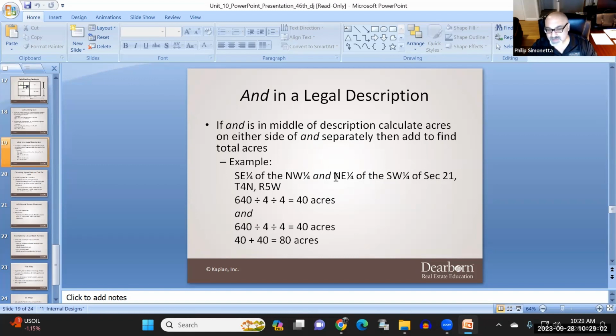If there was no "and" in there, it would be 640 divided by 4, divided by 4, divided by 4, divided by 4. The answer would be 2.5 acres. You see the difference? I do.